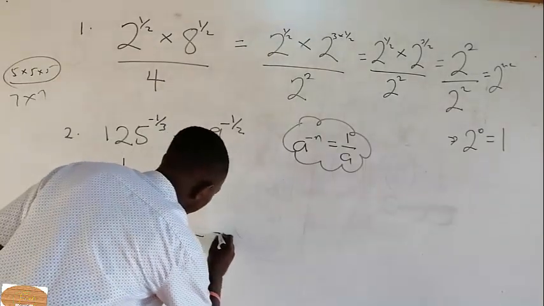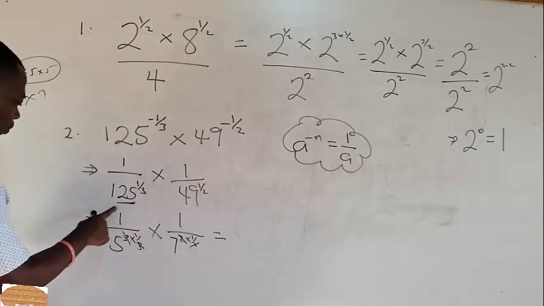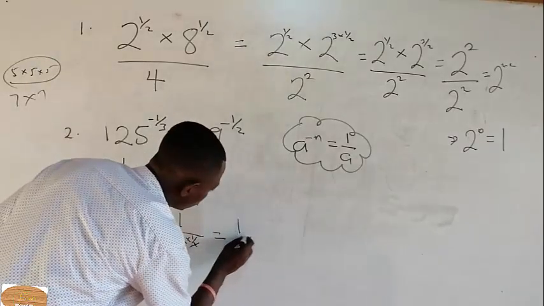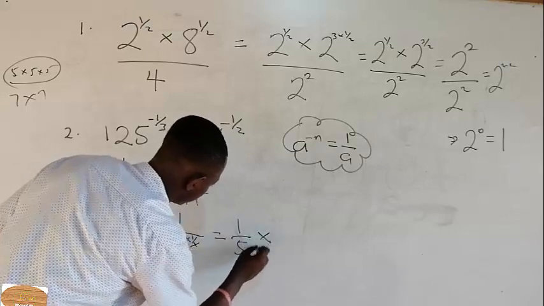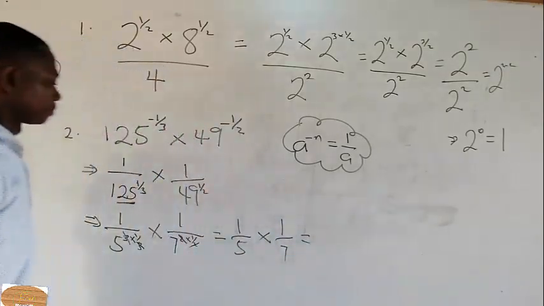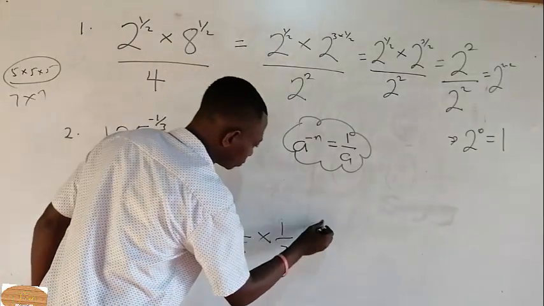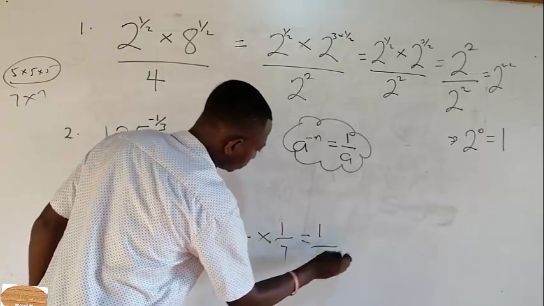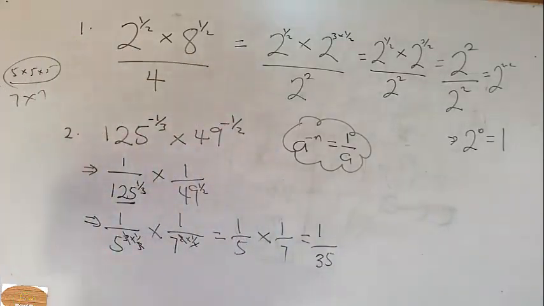Right. So I have 1 over 5 to the power 1, which is 5. So I have 1 over 5 times 1 over 7. So 1 times 1 is 1, 5 times 7 is 35. Alright, so that's the first method.